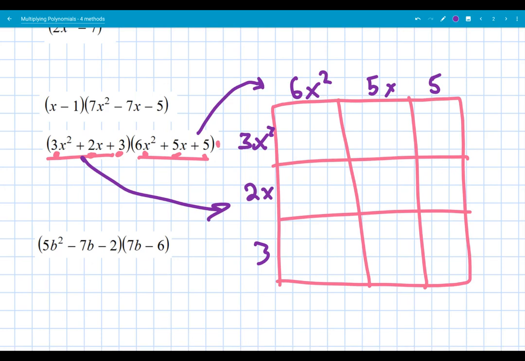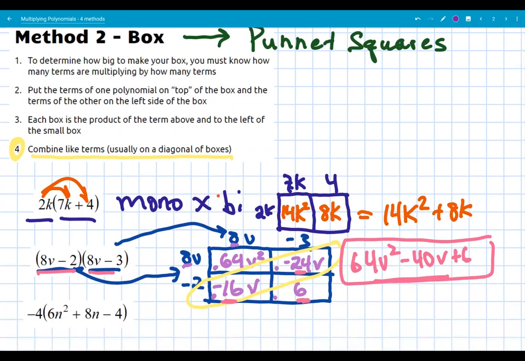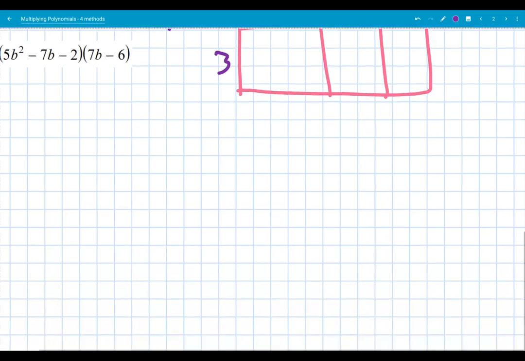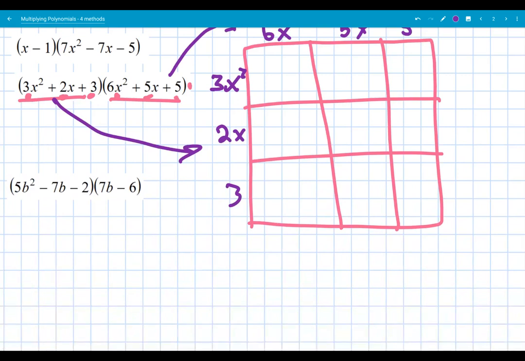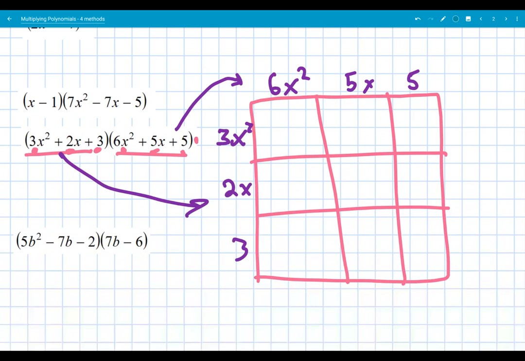So this, let me just check my steps really quick. I made it the right size. I put one on top, one on the left side. Each box is product of the term above and to the left. Okay, I'm about to do that. And then I'll combine like terms. Okay, so we're on it. Totally on it. I'm going to do the top. I always start top. This is always my first box. This is always my last box. However you do it is okay.